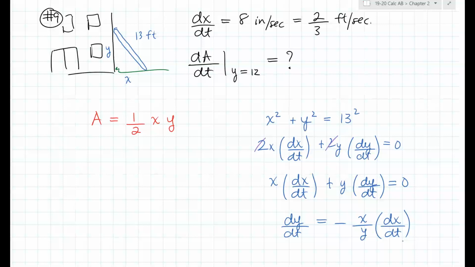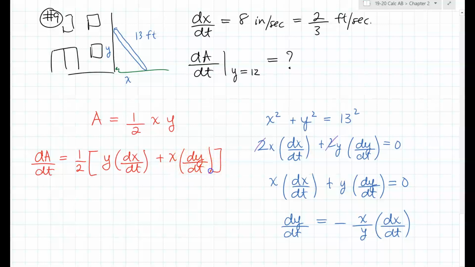So when I do this area, I'm going to have a dx/dt and a dy/dt, but I know what dx/dt is, and now I know what dy/dt is. It's negative x over y dx/dt. Right now we have 3 variables, usually not a good thing, but we were able to figure some stuff out. So dA/dt is equal to half. The derivative of x is 1, so it's y dx/dt, plus x and the derivative of y, which is dy/dt.